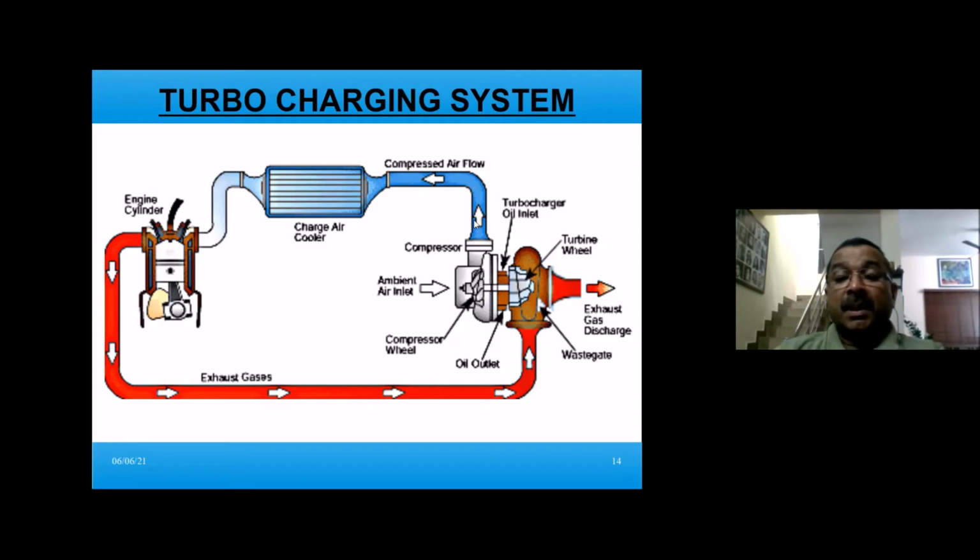Along with the turbocharger, a charge air cooler must be there. Actually, after compressing the air, its temperature will get elevated to an undesirable level, so it has to be cooled before it is given into the engine.